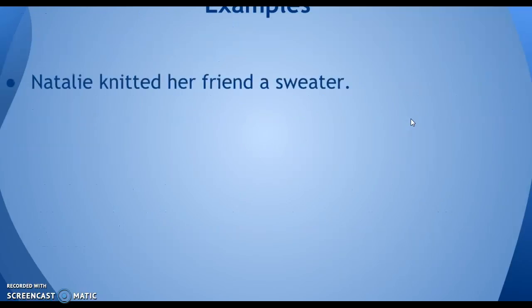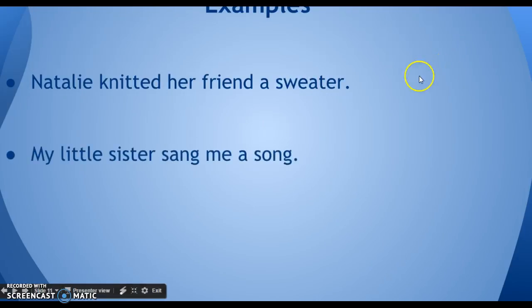So an example, Natalie knitted her friend a sweater. Natalie is our subject, knitted is the verb. What did Natalie knit? Well, she knitted a sweater, so that's the direct object. For whom did she knit a sweater? Her friend. So friend is the indirect object. You couldn't just say Natalie knitted her friend without having the direct object here, or it makes the sentence say something very different. She's knitting her friend instead of a sweater.